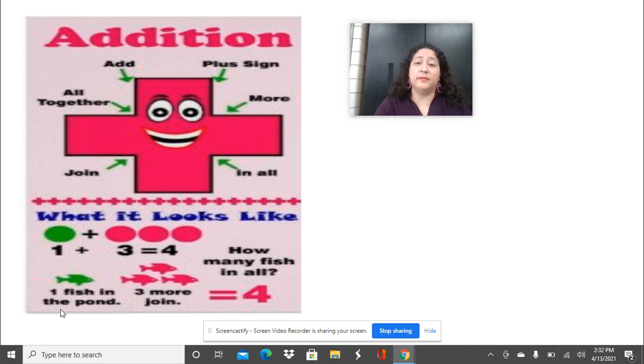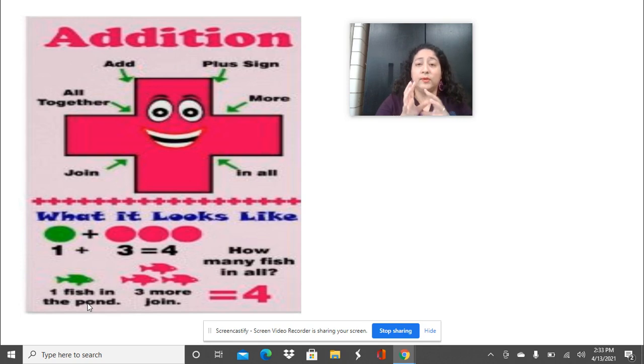An example of a word problem is if you look down here where the fishes are. A word problem will be something like this. There was one fish in the pond, then 3 more joined them. How many fish in all? So if there was one fish and then 3 more joined them, how many fish do I have in all? In order to get that answer, you have to count, right? You have to do 1, 2, 3, 4. Oh, there's 4 fish.